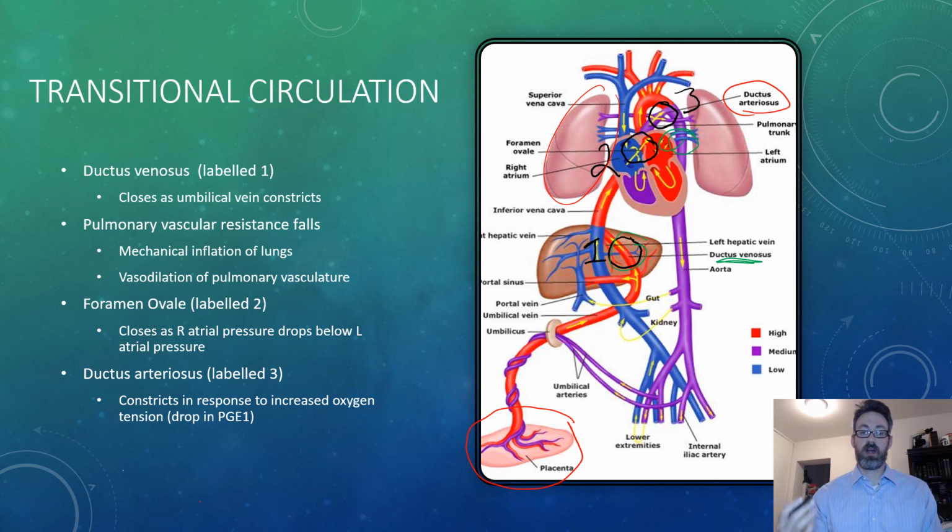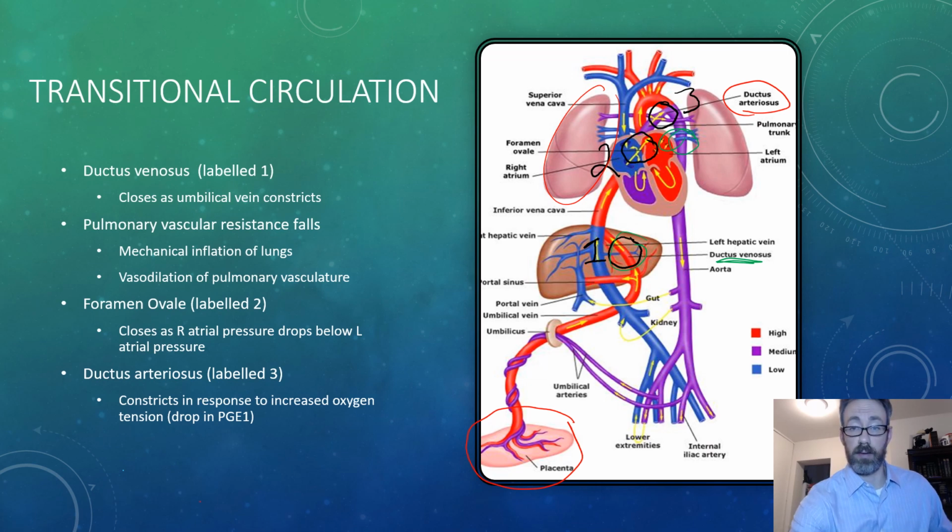Now the inferior and superior vena cava blood is directed into the right atrium and then into the right ventricle. The right ventricle again is sending all that blood mostly into the low resistance lungs. Now the third and important step here is what happens with the ductus arteriosus.